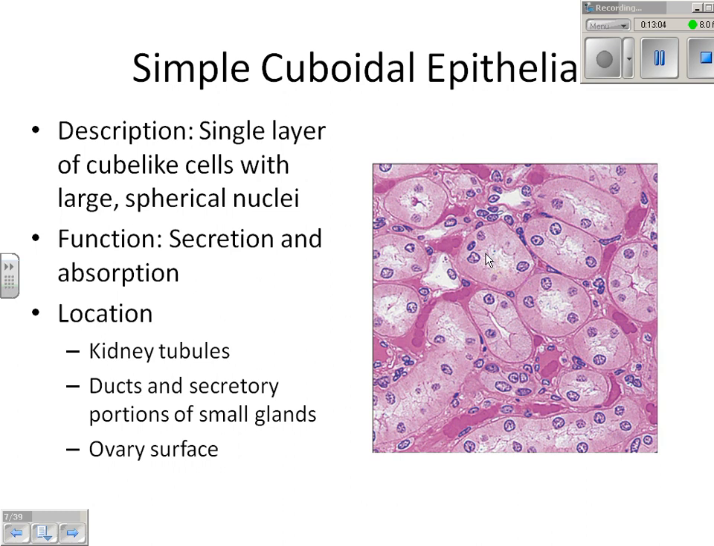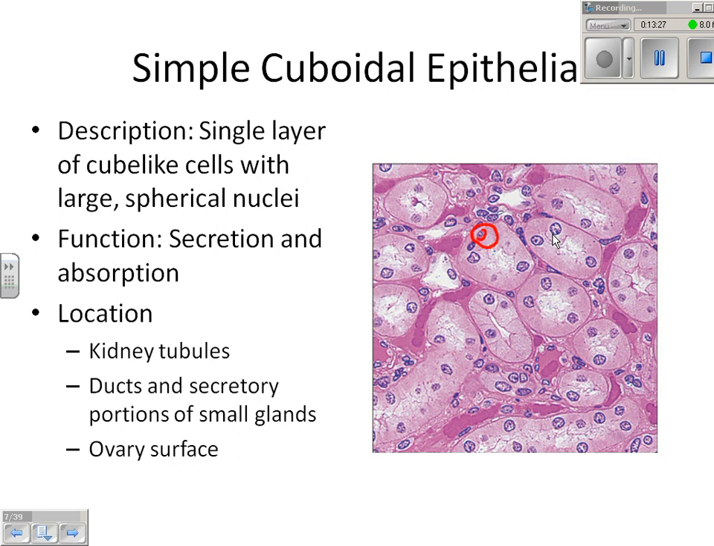Where do you find this type of tissue? Of course, the kidney tubules, as we see, ducts and secretory portions of small glands, so where secretion occurs, they would line a gland, and the ovary surface also has this type of tissue. All right, and let's look at the columnar. Remember, these are elongated cells, and you can see the very much column shape here.